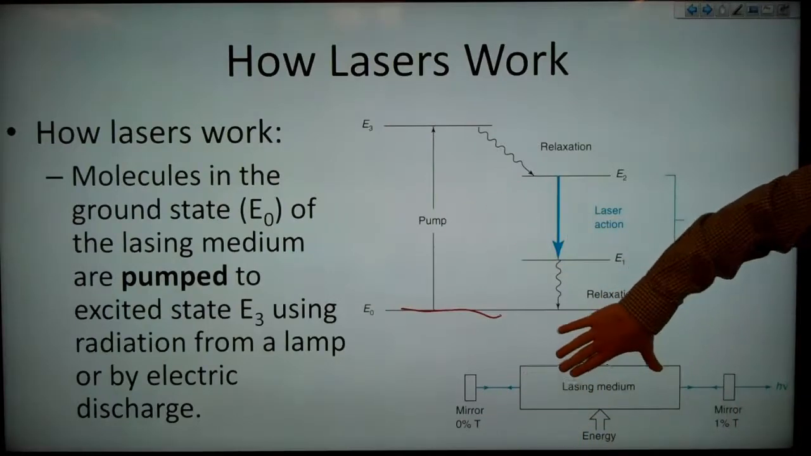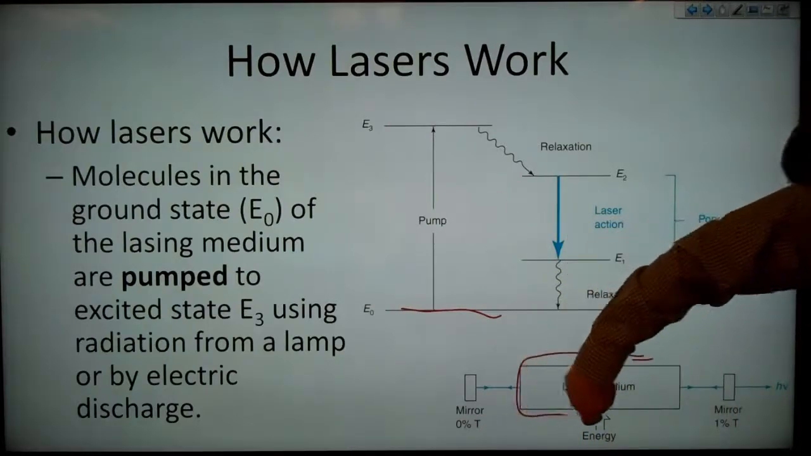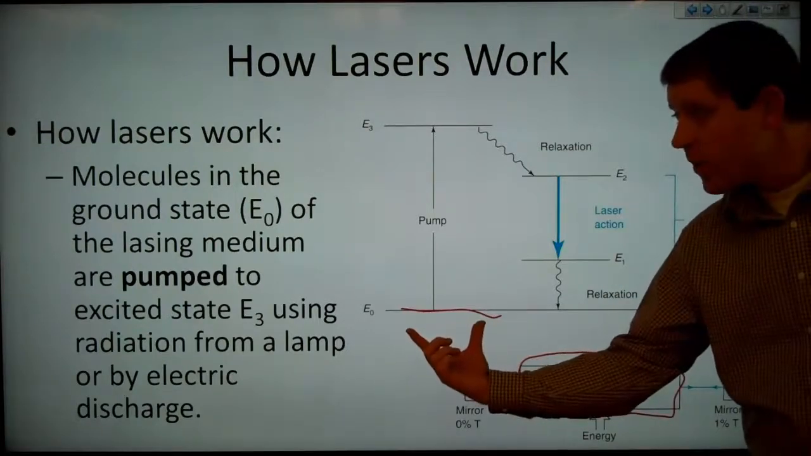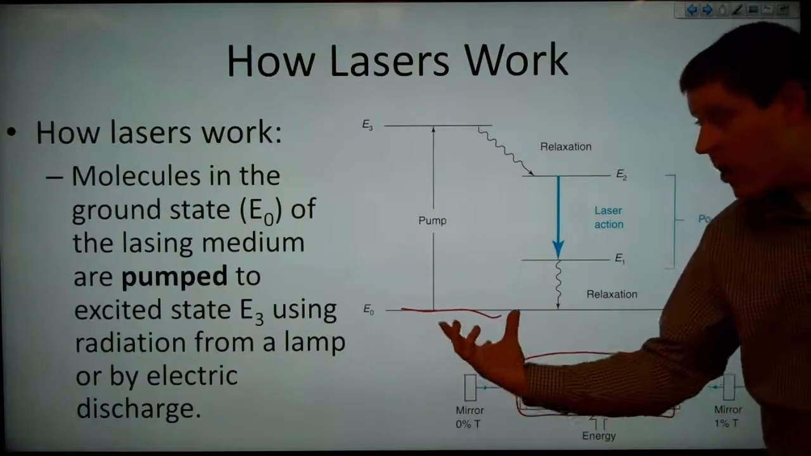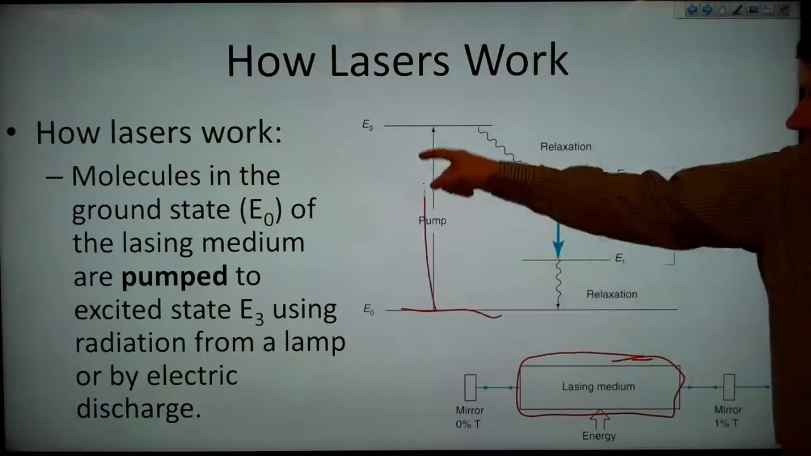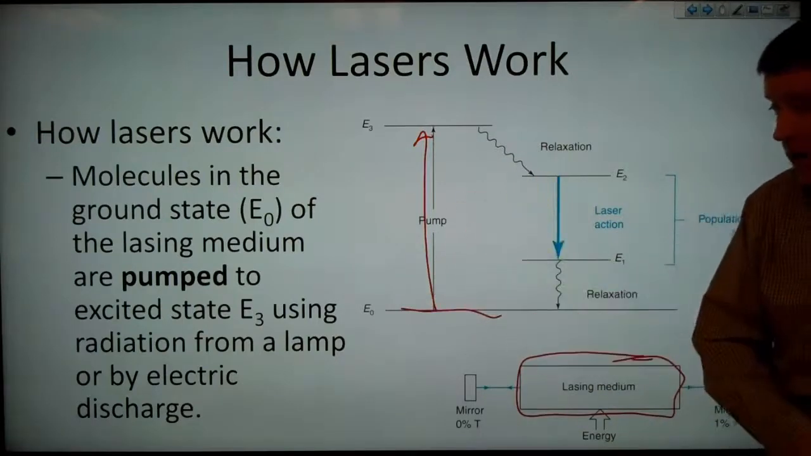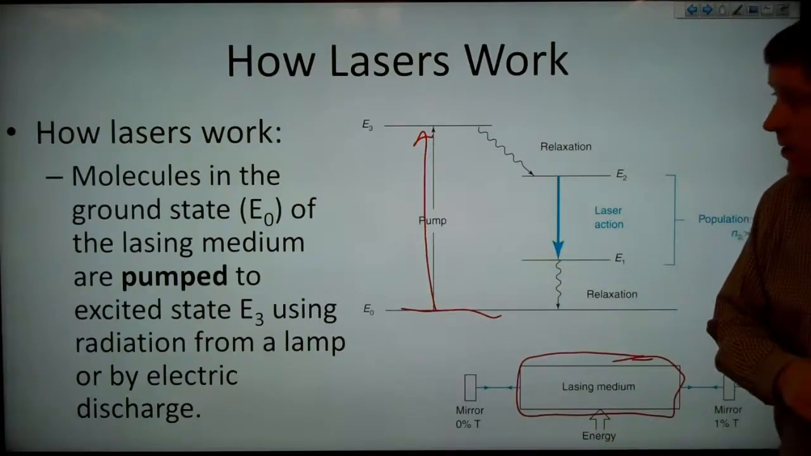So note that down here we've got some region containing our lasing medium. We have to put some energy in. So the molecules in the ground state E0 of our lasing medium are pumped to excited state E3. So they're pumped up there. That's this energy coming in here. And they're pumped using radiation from a lamp or from an electric discharge.